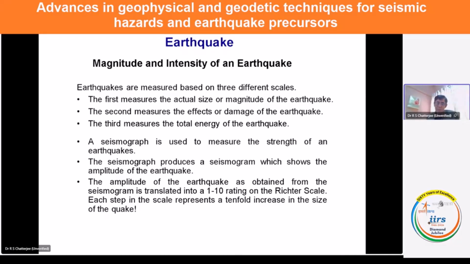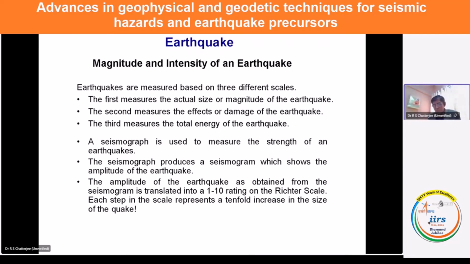Now you see a seismograph is used to measure the strength of an earthquake, and it produces a seismogram. That is the output of the seismograph, and it shows the amplitude of the earthquake. Now in this magnitude scale, the earthquake is scaled into a 1 to 10 rating, based on the amplitude of the earthquake. That is the Richter scale, one of the scales for measuring the magnitude of the earthquake.